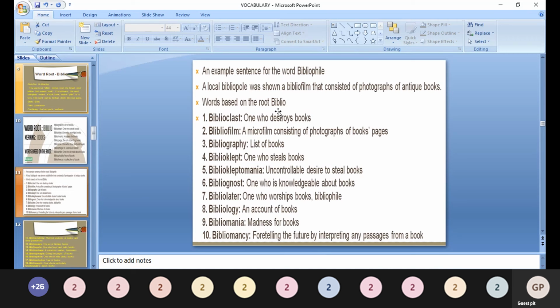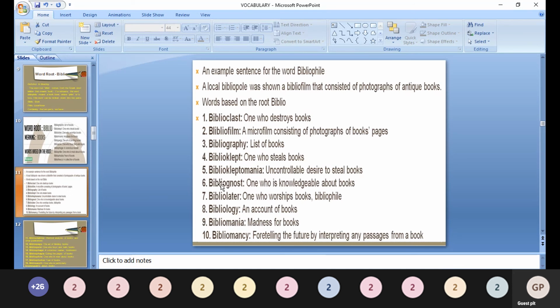Words based on the root biblio. Biblioclast, one who destroys books. Clast is something which somebody destroys. Bibliofilm, a film consisting of photographs of book pages. It's just a film with images of the pages of books. Bibliography, a list of books.